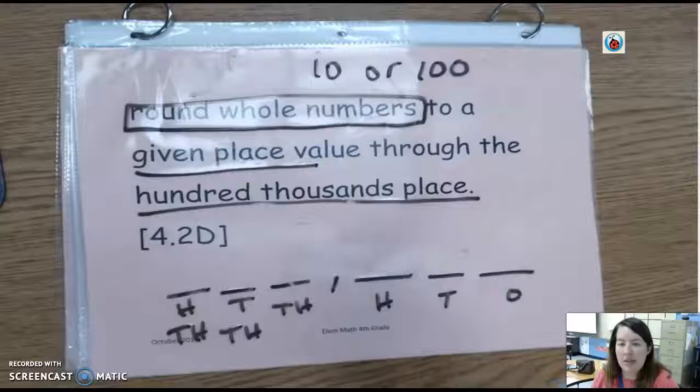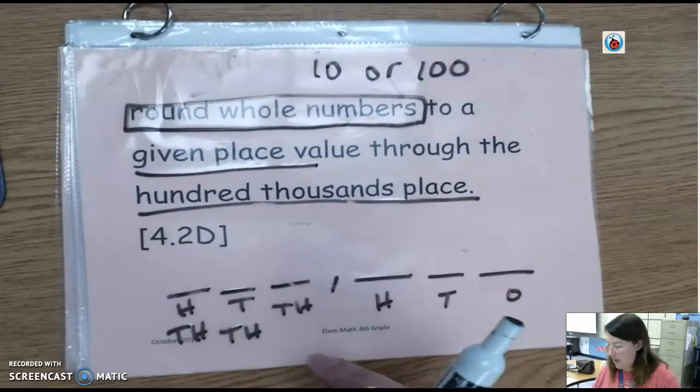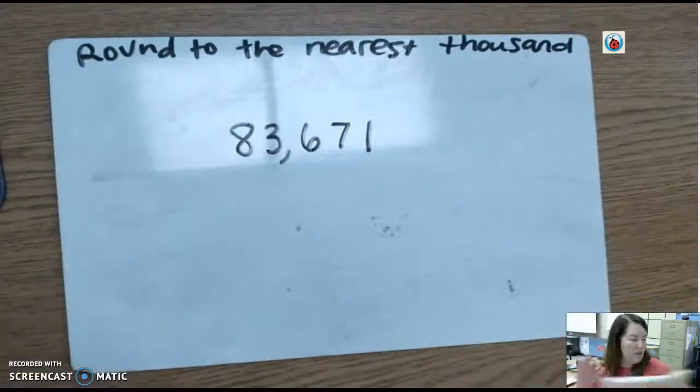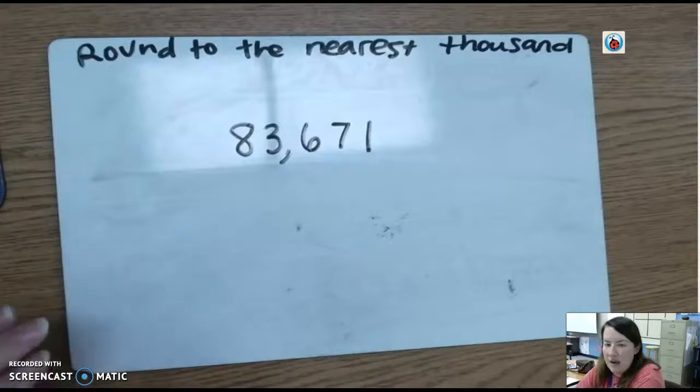So yesterday we practiced and learned how to round using number lines. Today we're going to use a new strategy. We're still doing this TEK, round whole numbers to a given place value through the 100,000th place. So we're going to use a new, different strategy today. Say they're asking us to round to the nearest thousand.